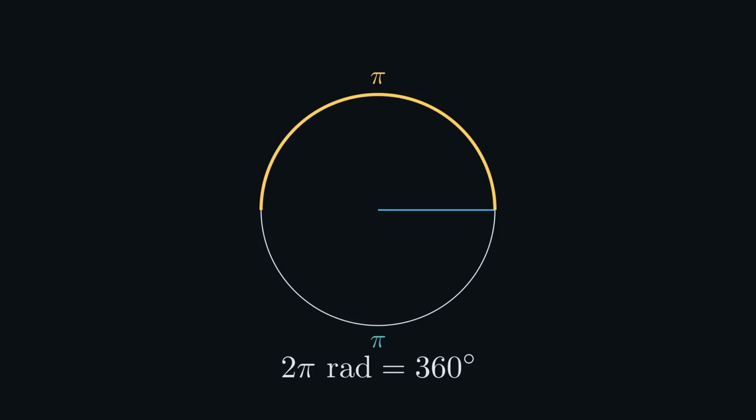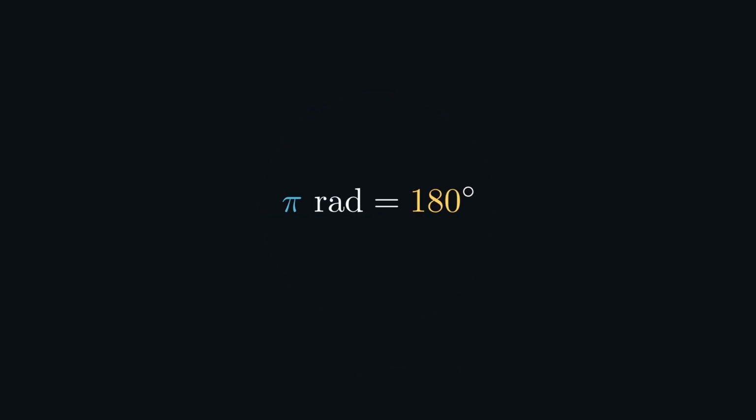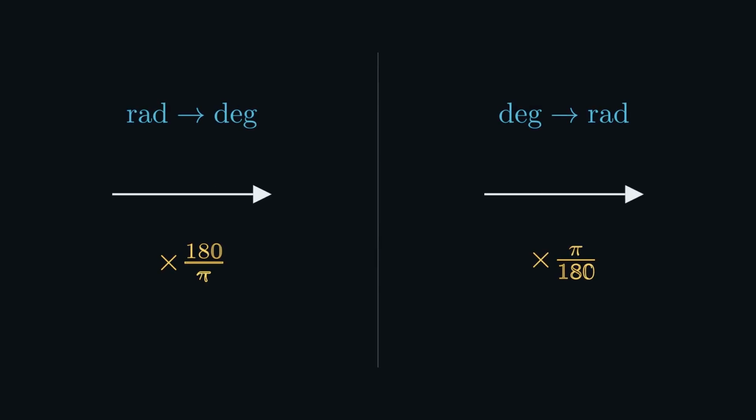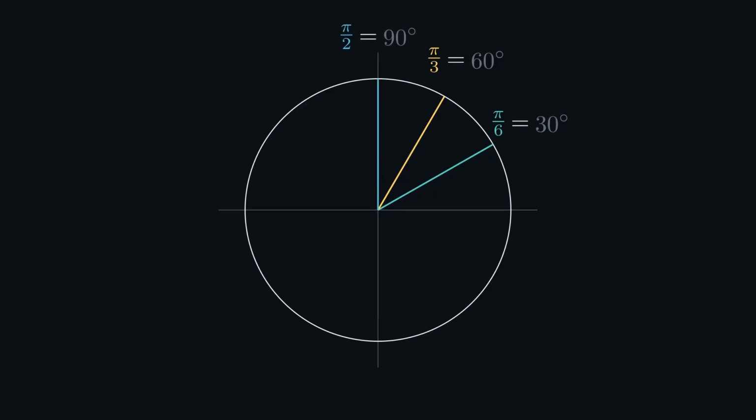Radians are defined such that pi radians is equivalent to 180 degrees. In other words, there are pi radians in a semicircle and 2 pi radians in a full circle, so a full revolution. Rearranging, we derive that 1 radian is 180 over pi degrees and 1 degree is pi over 180 radians. Thus, to convert from radians to degrees, we multiply by 180 over pi, and from degrees to radians by pi on 180. This can always be used, but a few key ones you'll want to know are pi over 2 equals 90 degrees, pi over 3 equals 60 degrees, and pi over 6 equals 30 degrees.